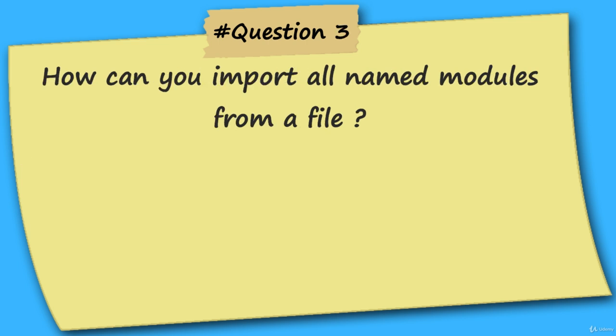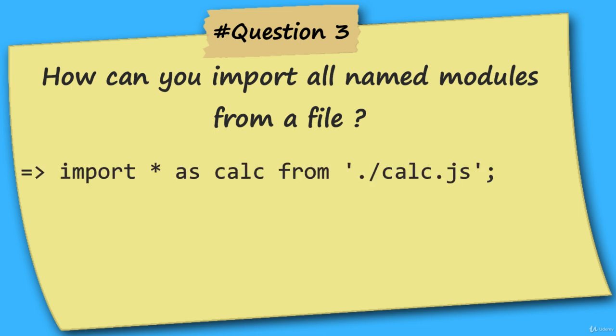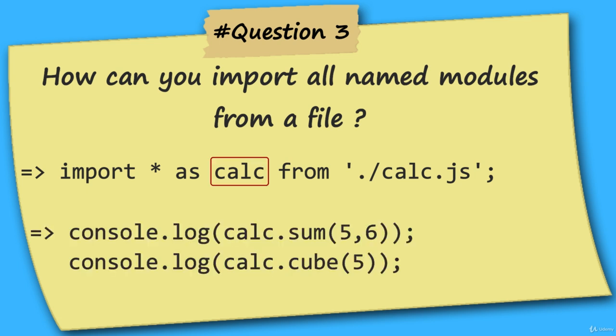The next question is, how can you import all named modules from a file? Well, when you have to import all the modules together, you use the star sign and you use the as keyword as well. Here is the syntax. So this is how you import all the modules under one name, and then you use this obj as an object, dot whatever members you have which are exported from a specific file. Those are available with this dot operator. So you can say obj dot the function name. Like in our case, we tried calc.sum or calc.cube.